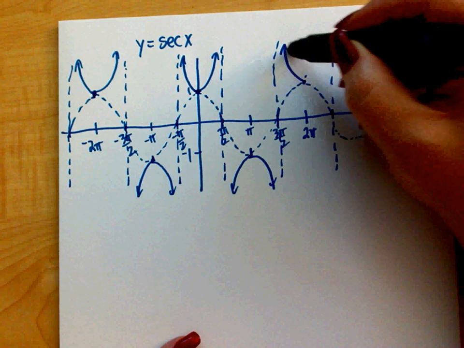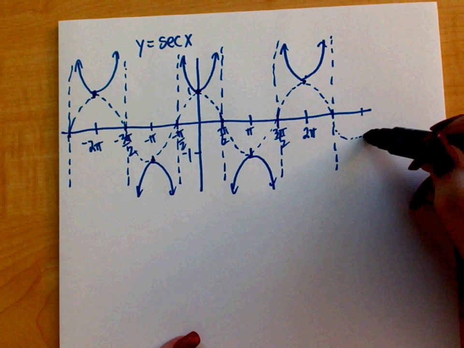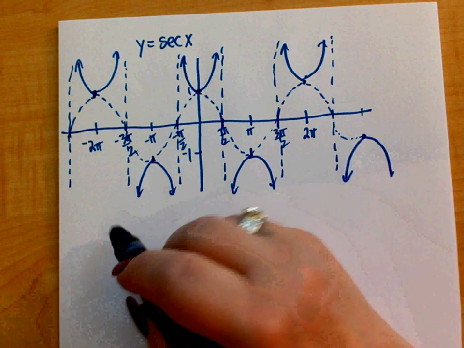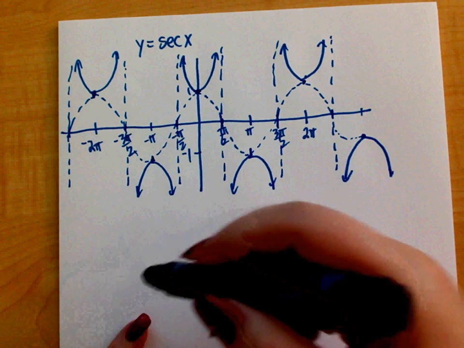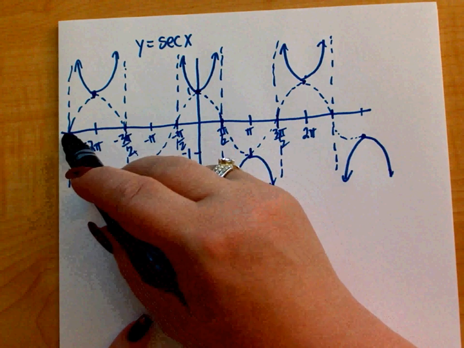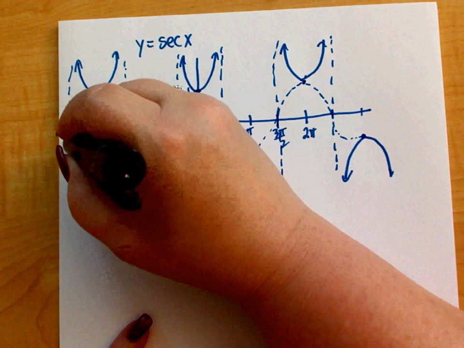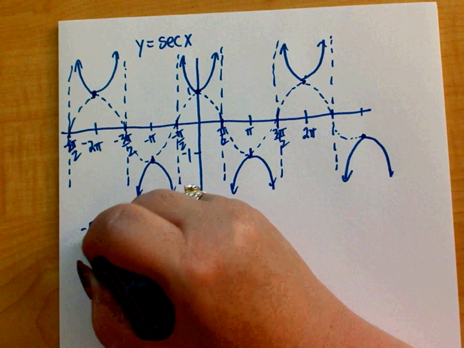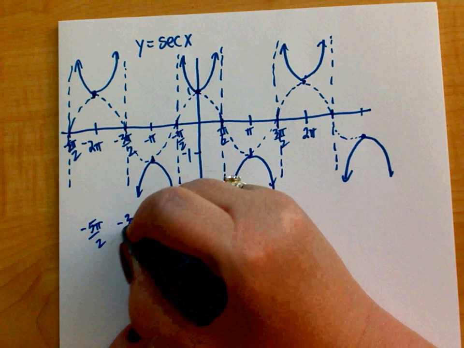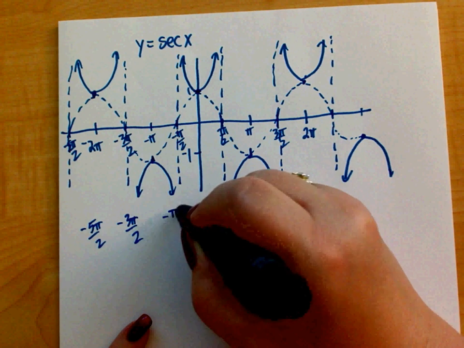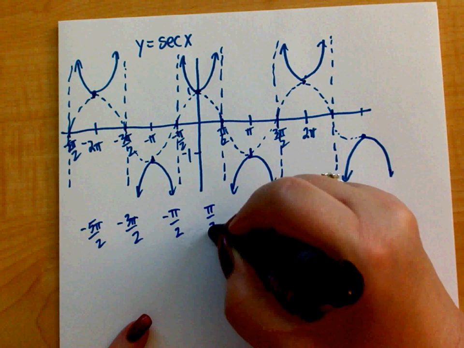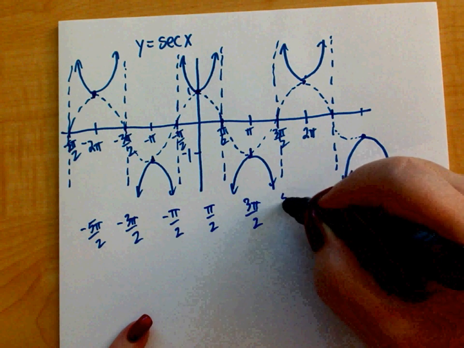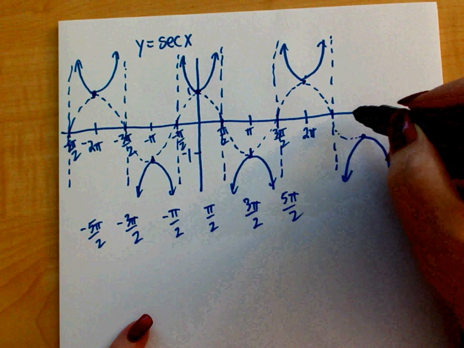And it goes up here. This would be right here, and it would come down here. If I were to describe where the asymptotes are, I didn't label this, but this would be negative 5 pi over 2. So I'd have negative 5 pi over 2, negative 3 pi over 2, negative pi over 2, positive pi over 2, positive 3 pi over 2, positive 5 pi over 2, and it just keeps going.